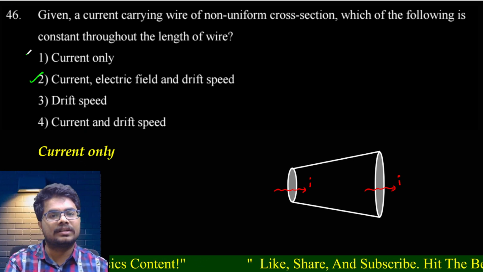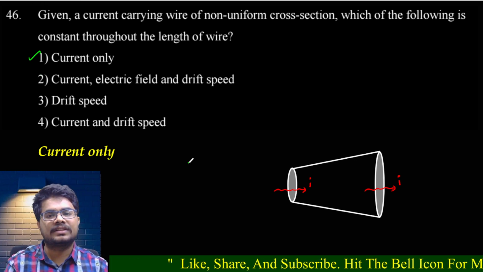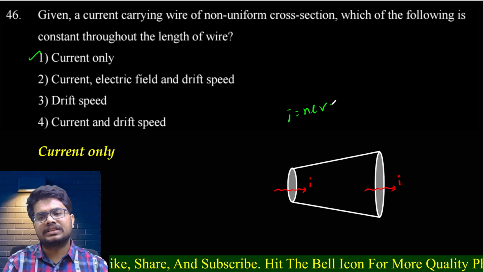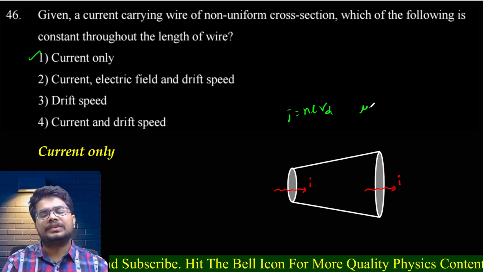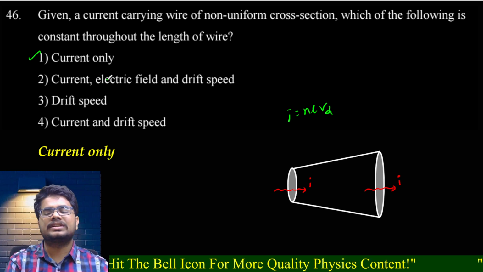Here we wrongly marked. Current only is the same. The other things will change. Electric field will change, drift velocity will change, everything will change. We learned J equals nevd. Use that relation, and mu equals vd by E. Using that kind of relation, you will get the answers. But current only is the same in this example.